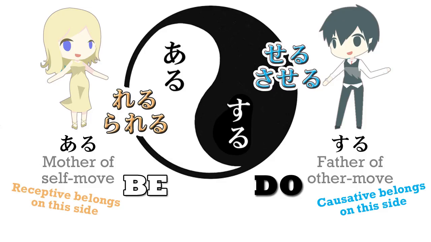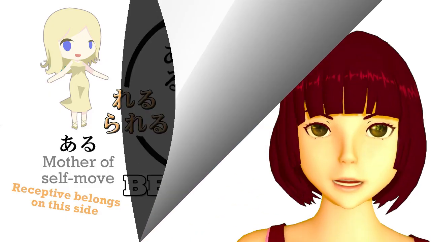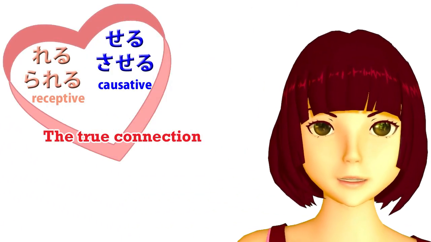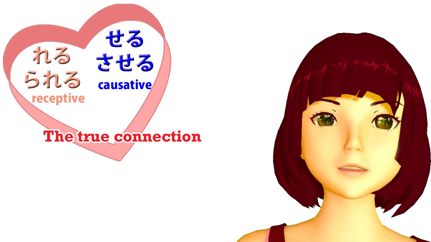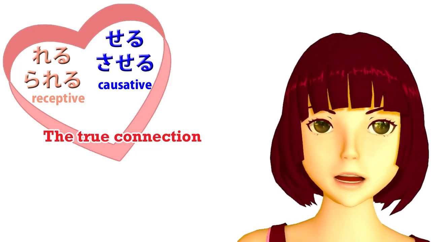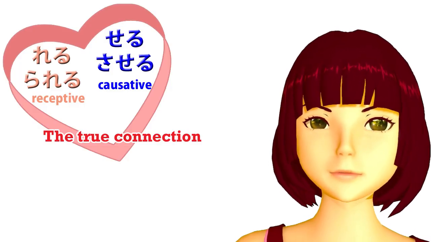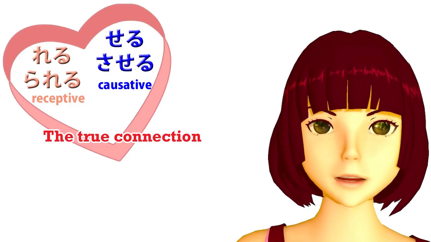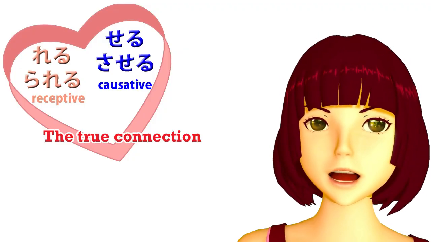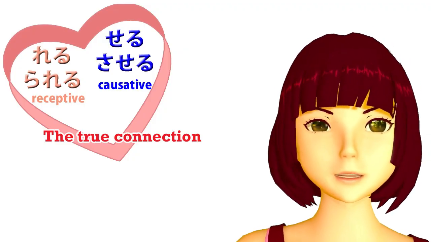Reru, rareru, indicates receiving the action to which it is attached. Seru, saseru, means causing that action to be performed by somebody else. And this leads on to the most fundamental similarity between the two pairs of helper verbs, the similarity that the textbooks never explain, and that is most fundamental to understanding how they work. Why don't the textbooks explain it?